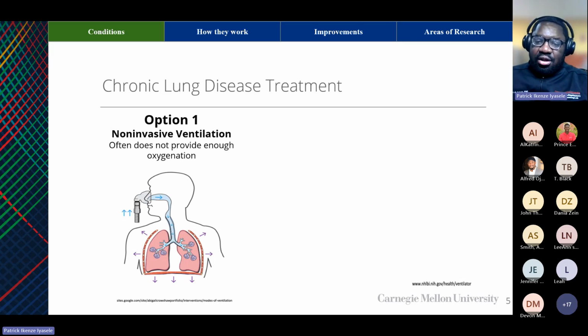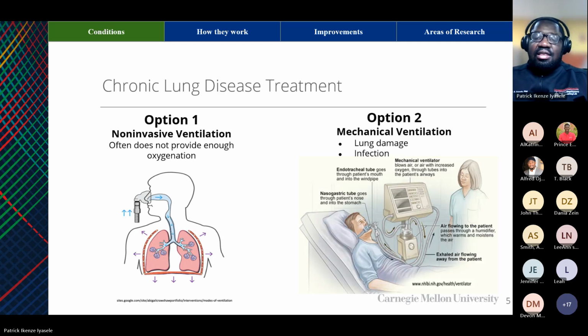As I said earlier, patients with chronic lung disease often have acute exacerbations where the respiratory function temporarily decreases. During these acute exacerbations, non-invasive ventilation is often not sufficient to sustain a patient. The next standard treatment in this is mechanical ventilation. In this treatment, an endotracheal tube is inserted into the patient's trachea and oxygenated air is forced into the lungs.